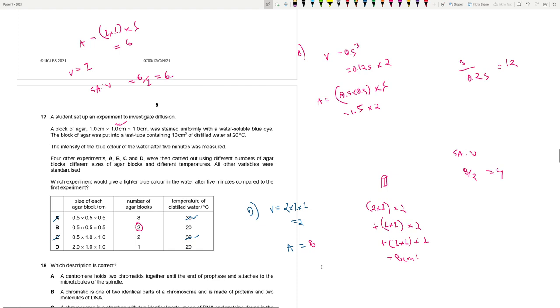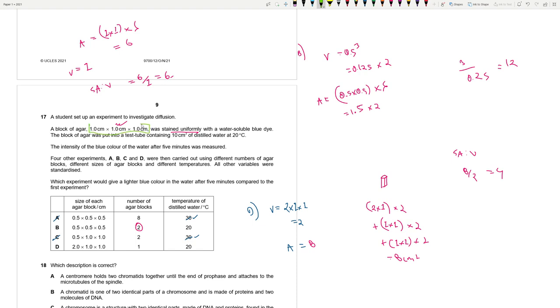So how do you approach this question actually? Rather than looking at the rate of diffusion, you need to understand that the key point here is a block of agar was stained uniformly. You understand? We are not looking at the rate of diffusion comparatively. Basically, rather than the surface area to volume ratio, according to the examiner's report, I'm going to link it down in the description. You can look at the report for paper 1 2. The volume of the dye matters really.